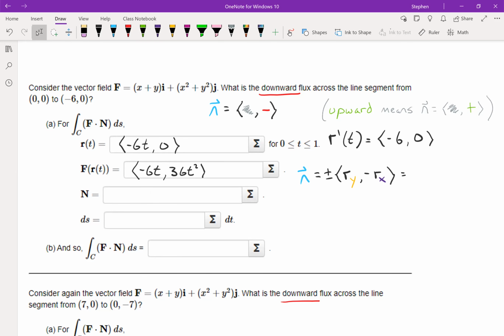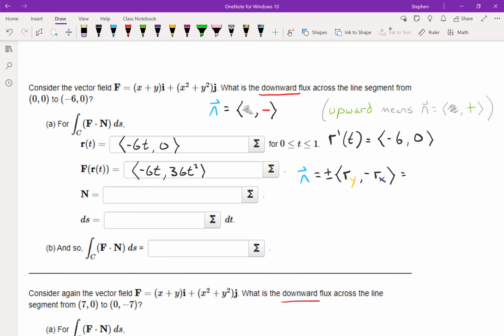So when we say that we want the downward flux, that means in a two-dimensional sense, the y variable is our up and down variable. So if I want the downward flux through a line segment, I want the normal vector that points in the negative y direction. If I had instead said I wanted the upward flux, I would want the normal vector that has a positive value in the y component.